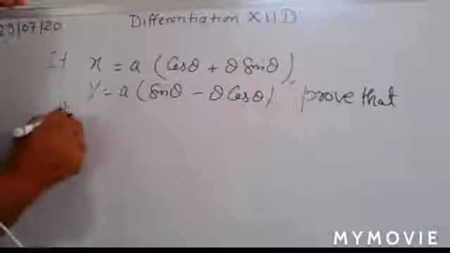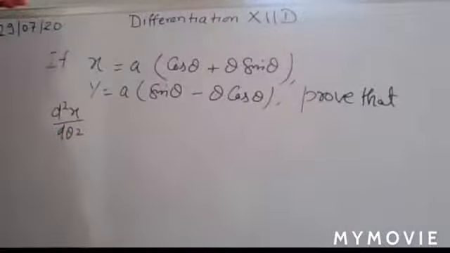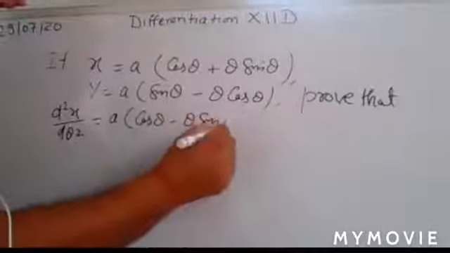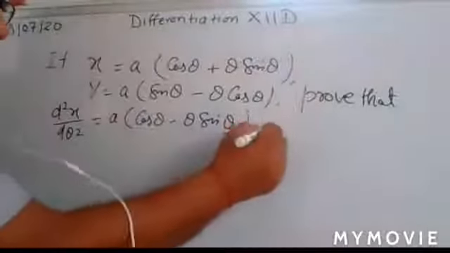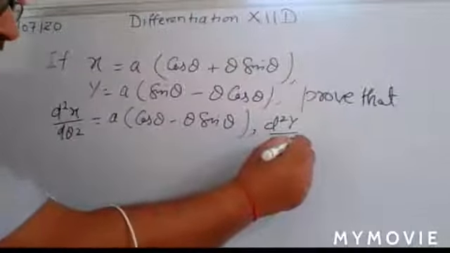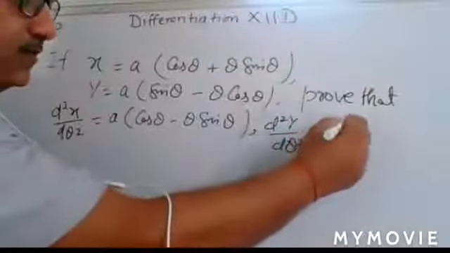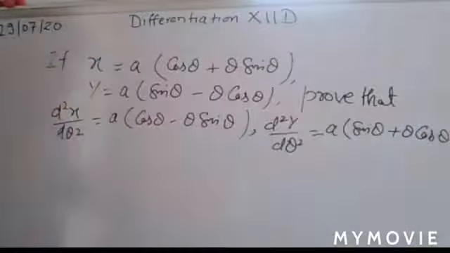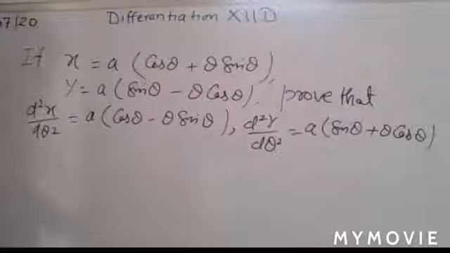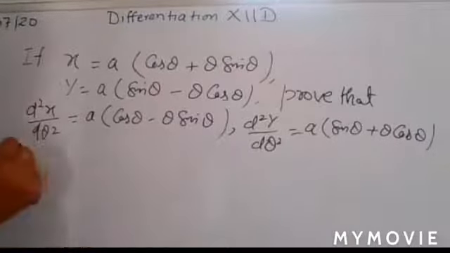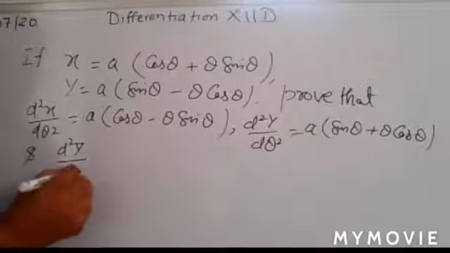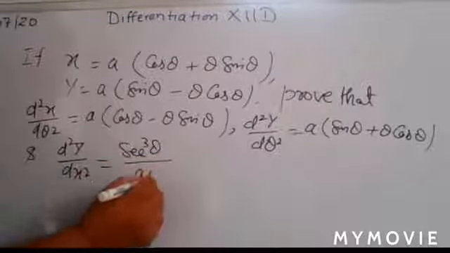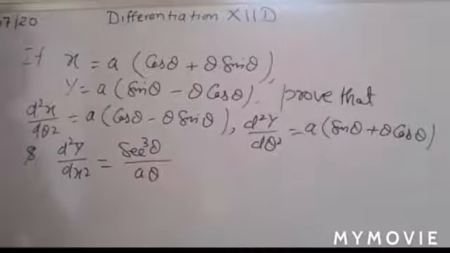Prove that d2x upon d theta 2 is equal to a into cos theta minus theta into sin theta, d2y by d theta 2 is equal to a into sin theta plus theta into cos theta, and d2y by dx2 is equal to sec cube theta upon a theta. You have to prove these three results.